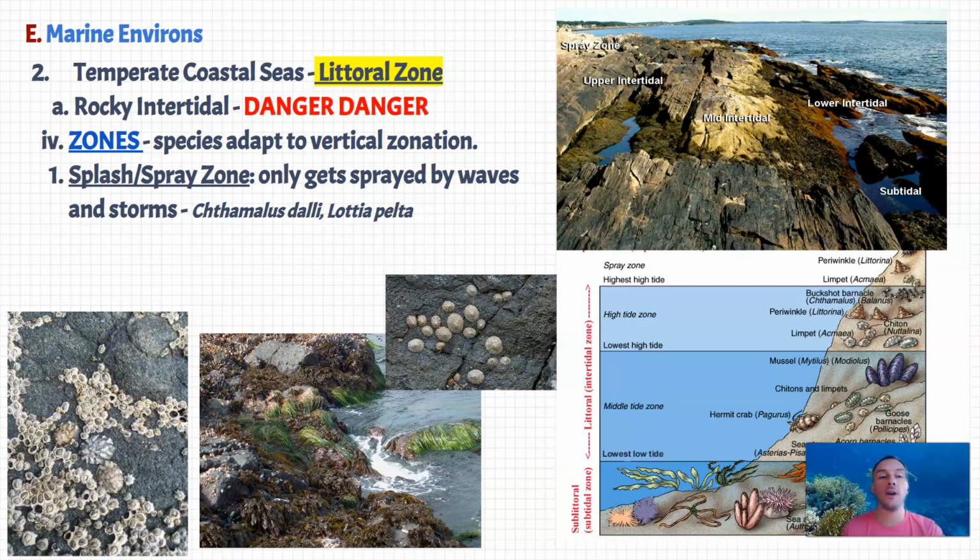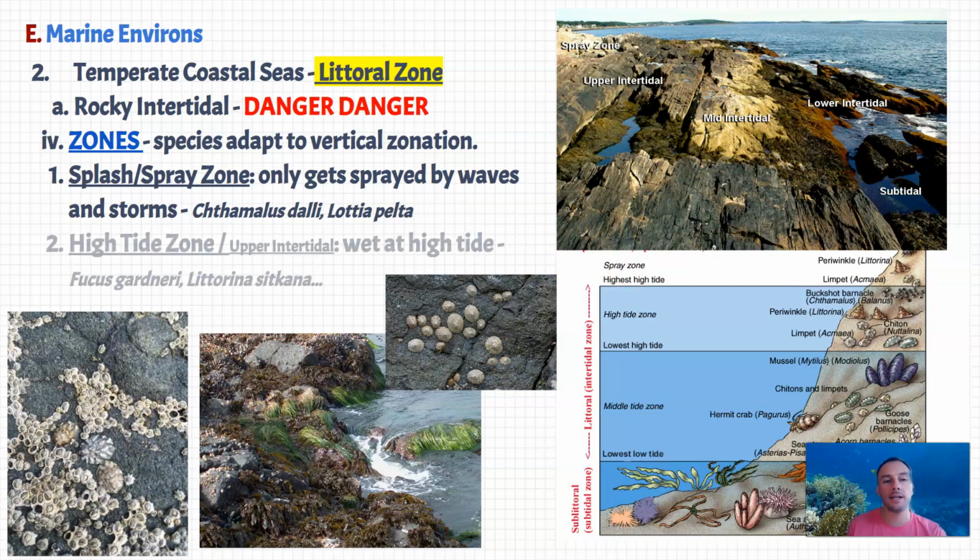Certain species that define this zone, Chthamalus dalli, which is the little acorn barnacle, and then Lottia pelta as well, your shield limpet right here. Those are kind of organisms you expect to see up in that spray zone.